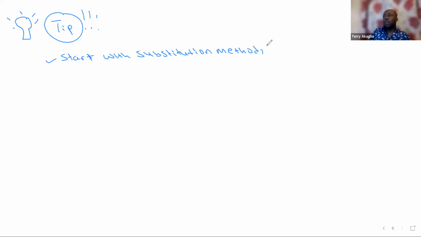So what I do is I start first with the substitution. Then when I can't proceed further with the substitution, I complete it with the quotient of terms comparison method. Is that okay? So I start with the substitution method. When I'm done, or when I can proceed further, then I move to the quotient of terms.